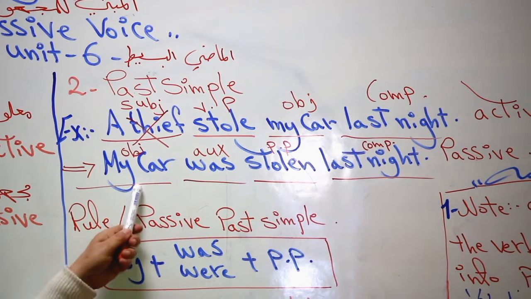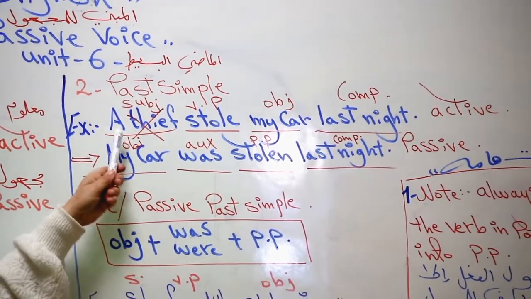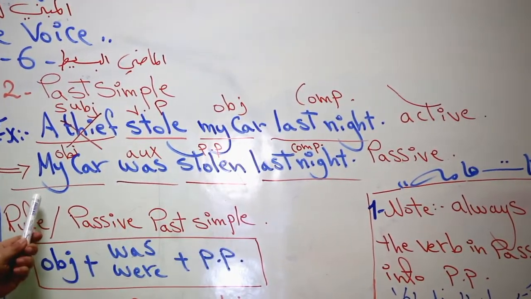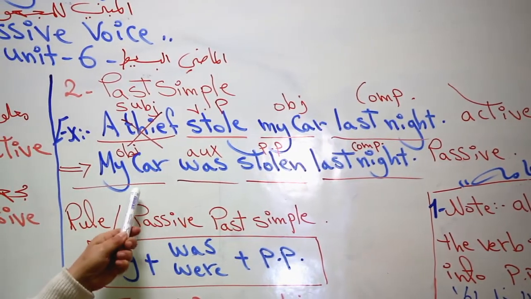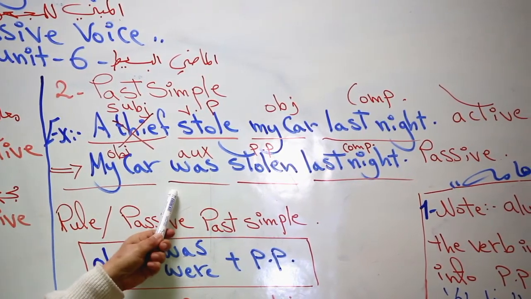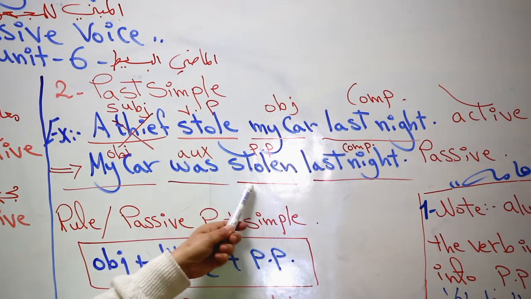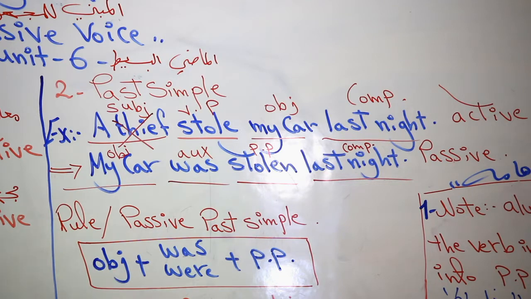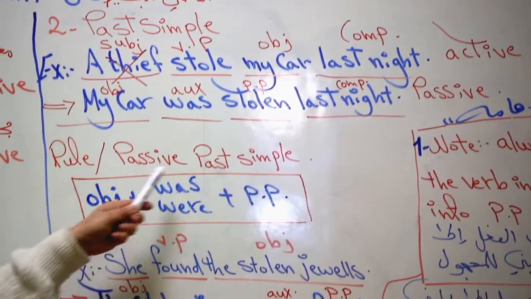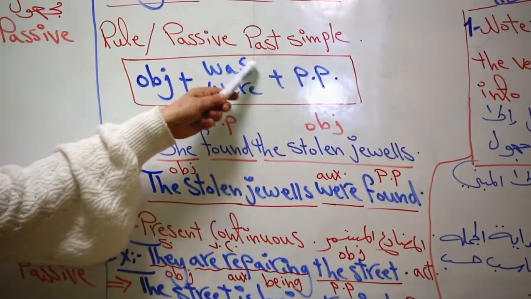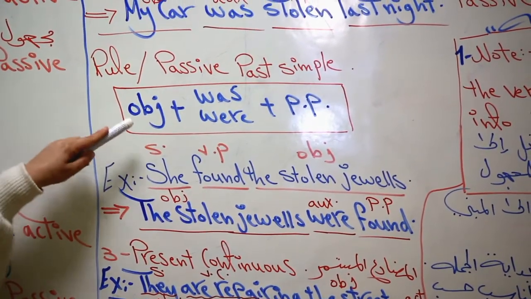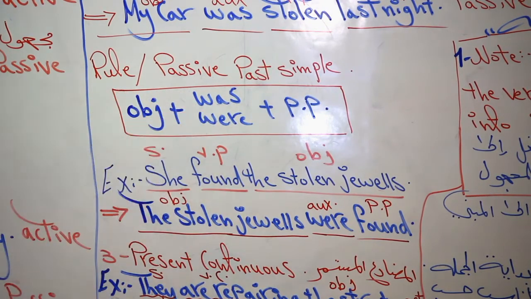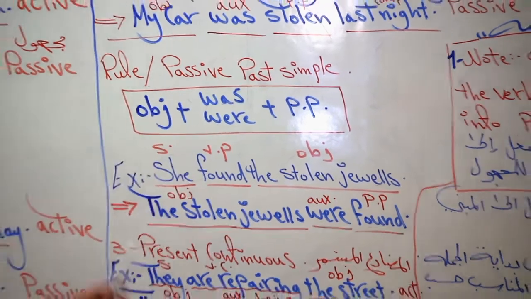إذا عندي the sentence, a thief stole my car last night. My car is the object. It's going to be at the beginning of the sentence. It's singular, so that's why the auxiliary will be was. الفعل stole أحوله إلى past participle التصريف الثالث للفعل ثم complement of the sentence. إذا rule of the passive past simple الماضي البسيط المبني للمجهول هو مفعول به زائدا was were زائدا past participle، object plus was were plus past participle.